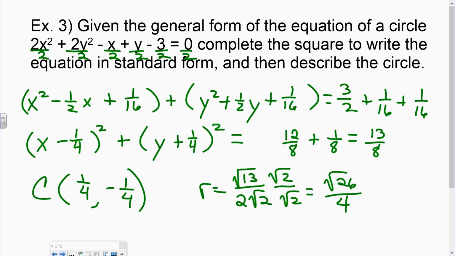Did this one say we needed to graph it? It said we needed to describe the circle. So Catalina, in general, when you want to describe a circle, what do you need to tell me about it? Yep, have we done that? So we finished this problem. Any questions on these kinds of problems?